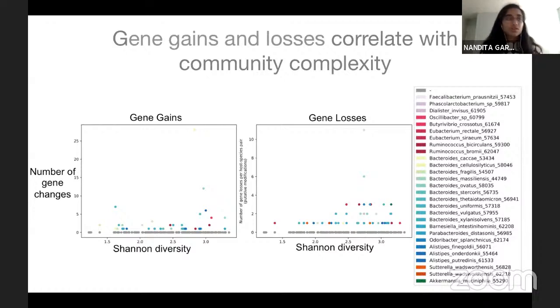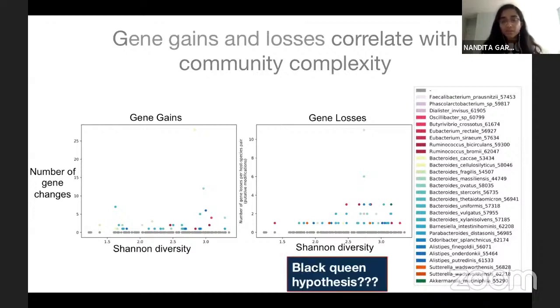This makes sense, more material to draw upon, but the gene losses was actually something very exciting because it wasn't to be expected that you'd see a lot of gene losses in a complex community. And this to me suggested potentially some evidence for the Black Queen hypothesis, whereby public goods are provided in more complex communities, thereby eliminating the need for a focal species to make its own resources to support itself.